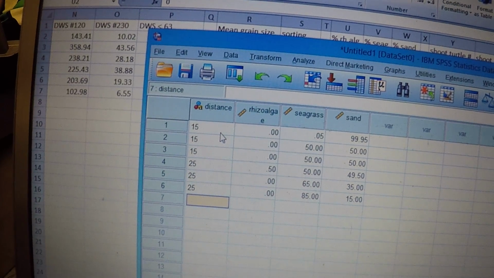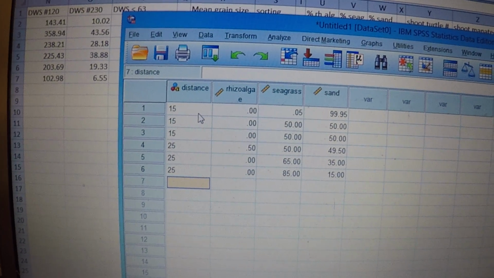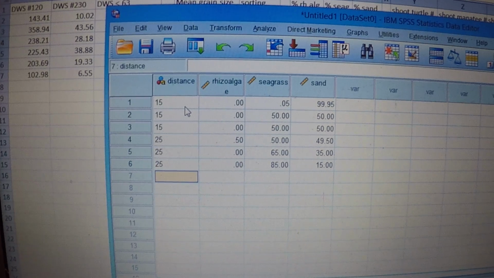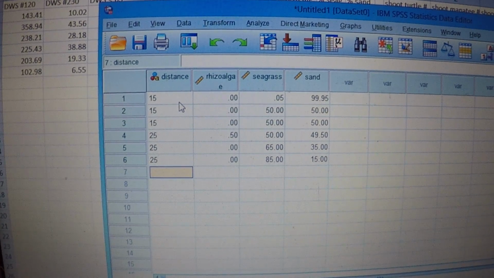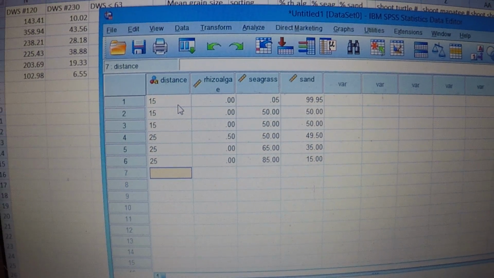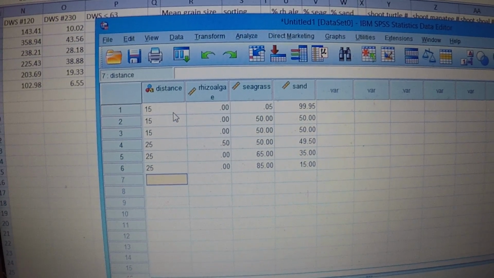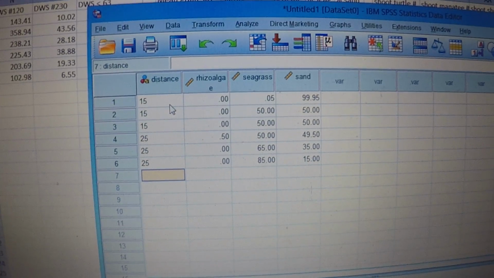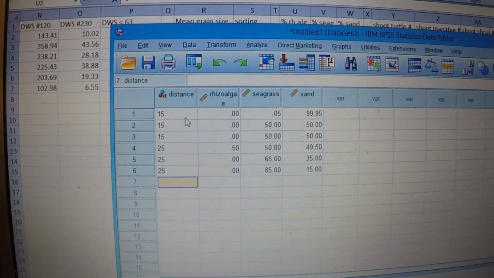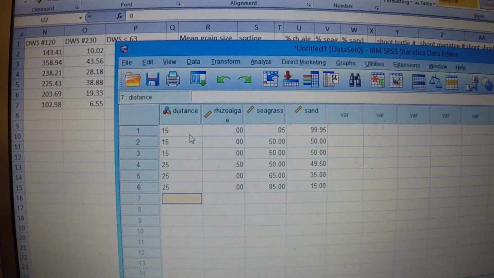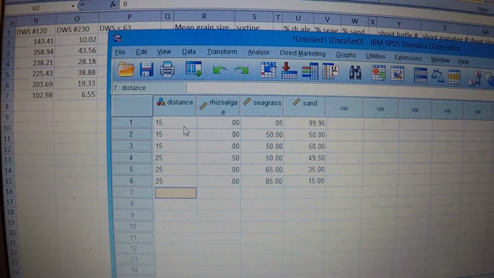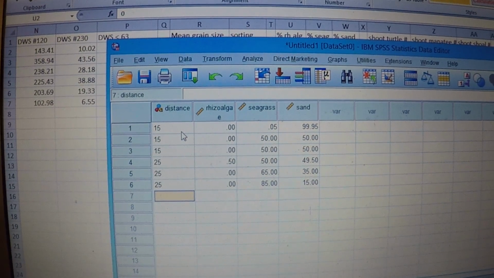What I did is notice that I changed the distance so that the values are 15s and 25s versus 15.00s and 25.00s. SPSS did not like the fact that there were zeros there. So just backspace the zeros out? Get rid of the zeros and the periods.